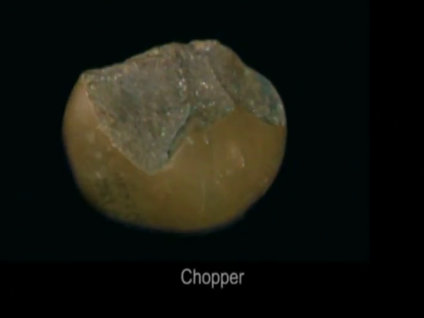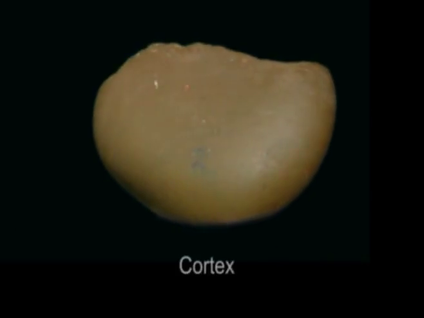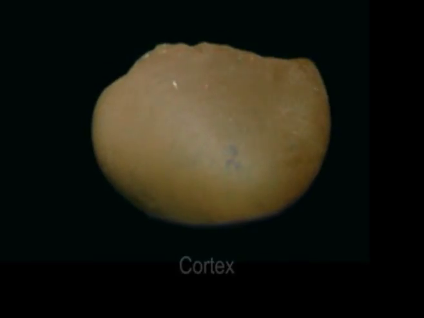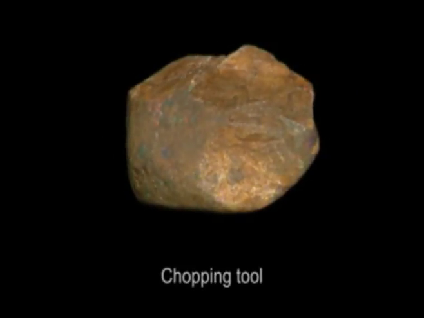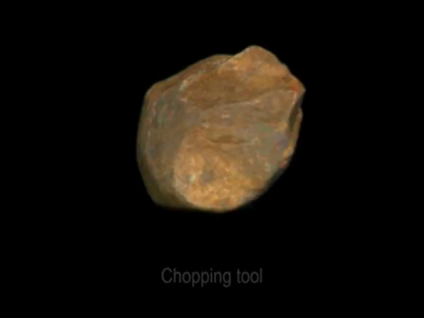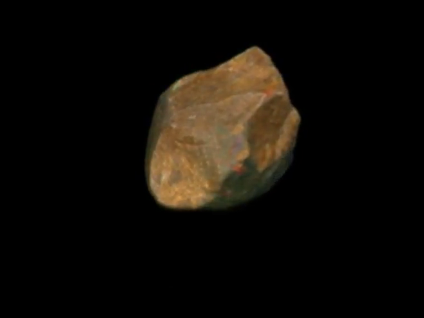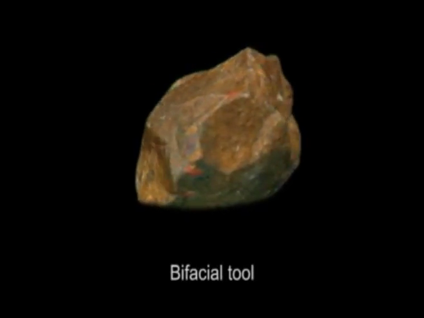What is the difference between a chopper and a chopping tool? A chopper is a universal tool. It has only one side worked out, and the remaining surface is represented by the cortex region. Whereas in the case of the chopping tool, it has been worked out from both the surfaces, so it is also known as a bifacial tool. Whereas the chopper is known as a unifacial tool. Thus, we can differentiate between these two.